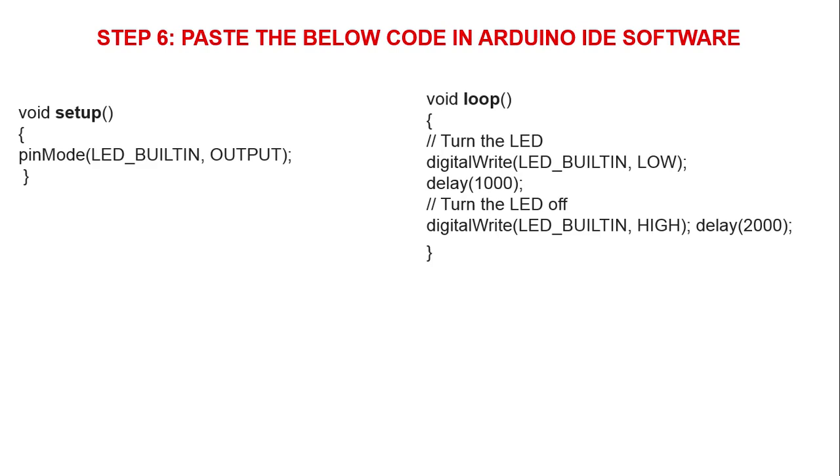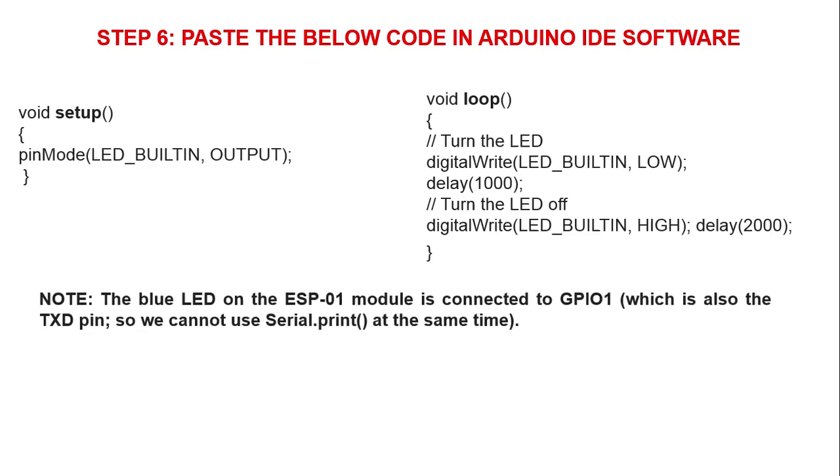We can write the instruction as digitalWrite for an output and digitalRead for an input. The word digital indicates that the device is connected to the digital pins, as mentioned in the pin configuration. We have a digital pin as well as an analog pin. So the blue LED, green LED or red LED, whatever LED we connect to the ESP01 module, is connected to the GPIO pin, GPIO meaning general purpose input output, which is also the TXD pin.